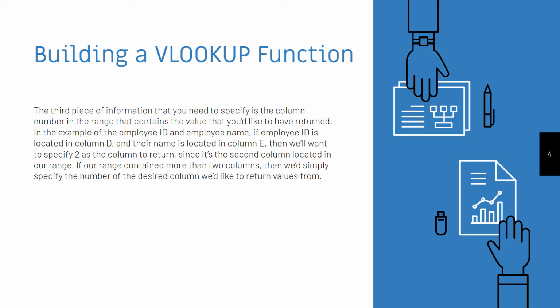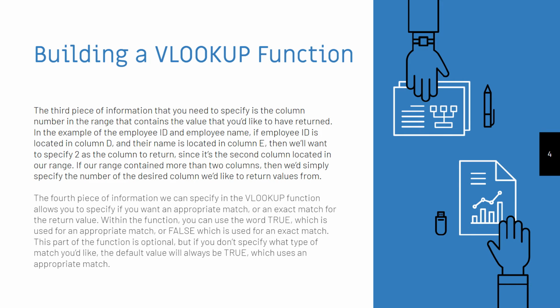The fourth piece of information we can specify in the VLOOKUP function allows you to specify if you want an appropriate match or an exact match for the return value. Within the function, you can use the word true, which is used for an appropriate match, or false, which is used for an exact match. This part of the function is optional, but if you don't specify what type of match you'd like, the default value will always be true, which uses an appropriate match.